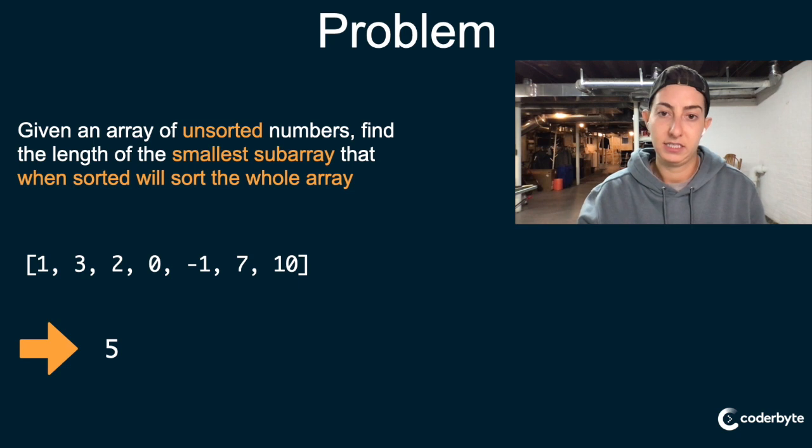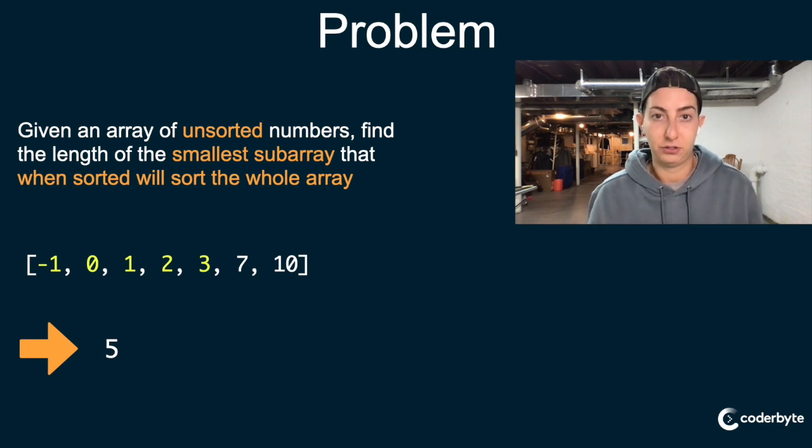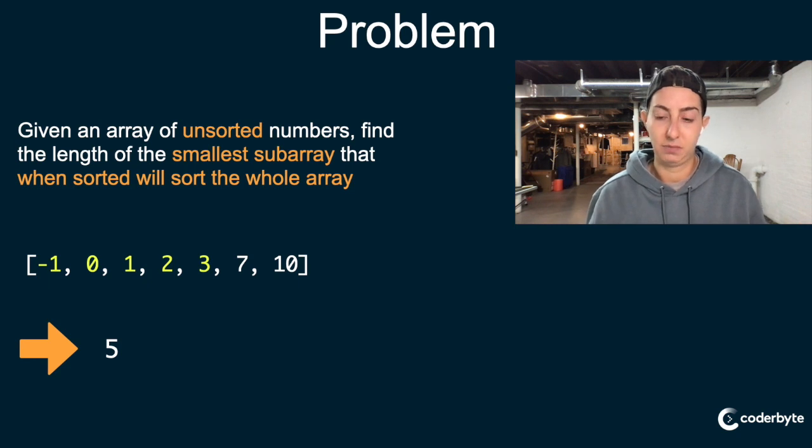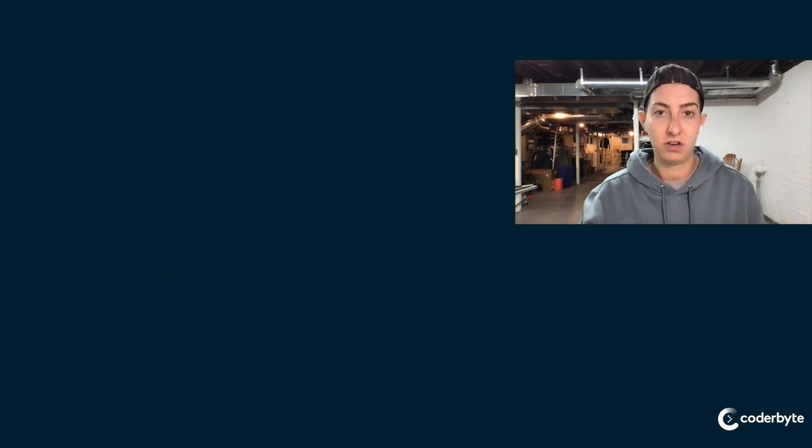So let's look at this. In this example here, we would have to sort all of these numbers. And if we sorted these numbers, the whole array would actually be sorted, right? So let's look at that. So that's the sorted subarray, which equals the full array sorted. We didn't have to sort 7 and 10 because after these are sorted, those are already sorted and they make sense with that first subarray that's now sorted. So that's the problem.